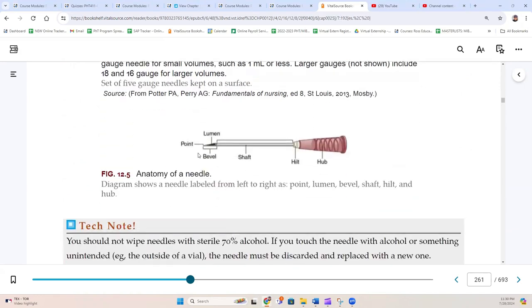And then we have the anatomy of a needle. We have the point, the lumen, which is this little part here in the opening, the bevel, shaft, hilt, and then the hub, which is where that screws into the Luer lock.